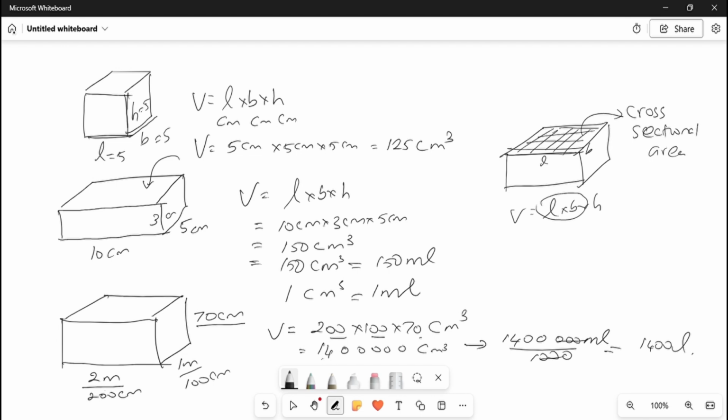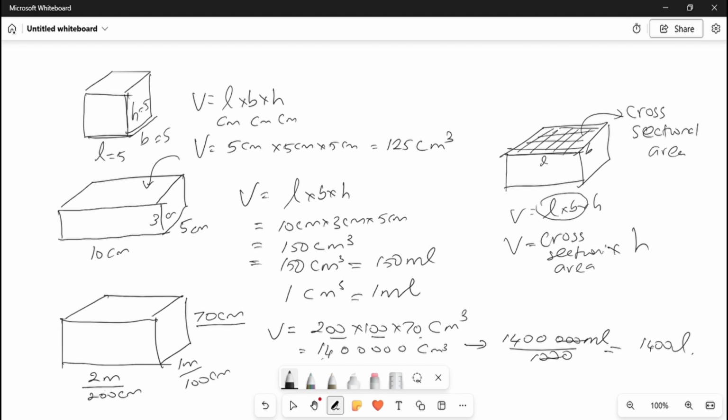So we can write, instead of length into breadth, sometimes they might give you cross-sectional area. Cross-sectional area into height. That's also correct. So in case cross-sectional area is given, you have to use this formula. Volume is cross-sectional area into height. This is applicable for all these shapes.